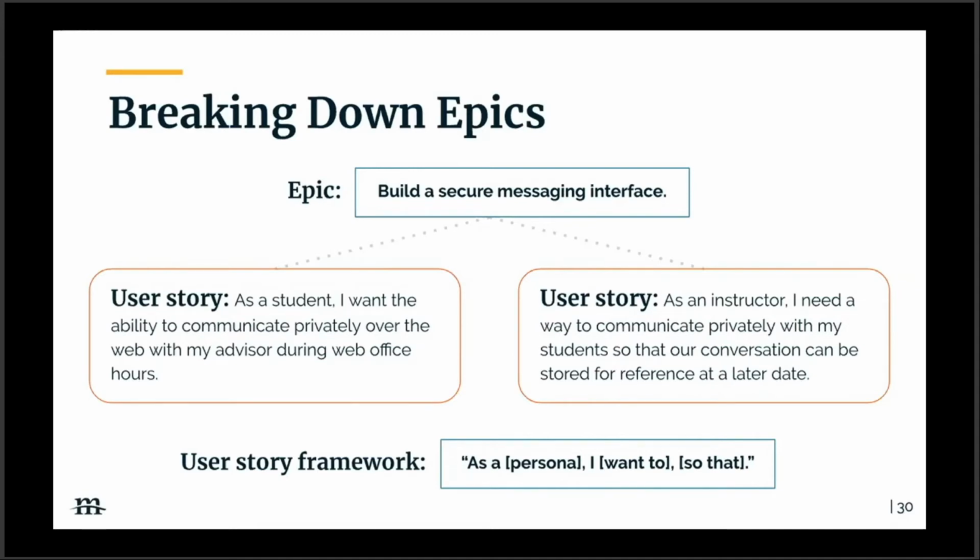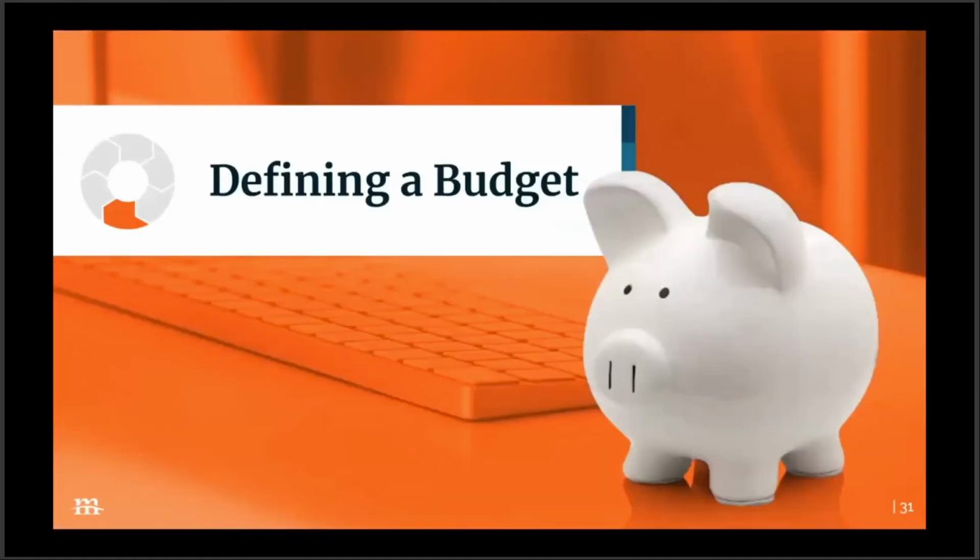User stories tell the requirements from the perspective of different types of users, and it's kind of like writing a book from the standpoint of different characters. So once you've completed the process of breaking down epics into a collection of user stories, you're going to have all the features completely defined for your project. And once that happens, you'll go into the next step of defining a budget.